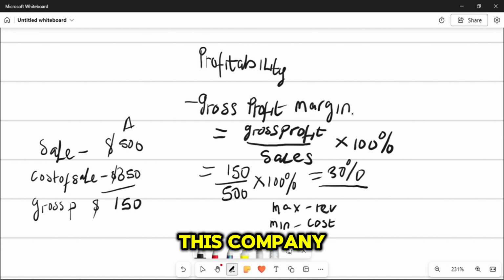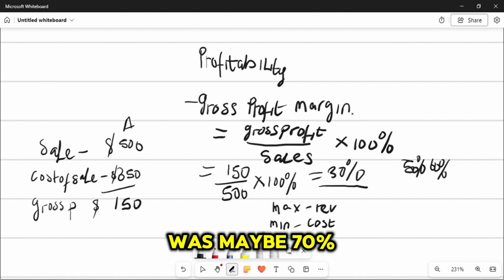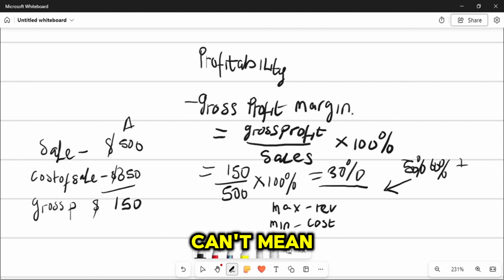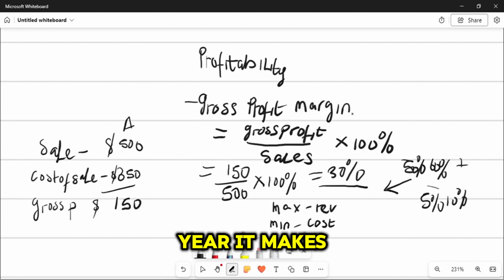So now if this company had a previous year gross profit of maybe 50%, or maybe the year before that was 60%, and the year before that maybe 70%, and now they make a 30% profit this year, we can see that this is bad because there was a drop in their profitability, right? But assuming this company in previous years was only making like 5% or 10% profits, and then this year it makes 30% profits, we can see that this is good because there was a rise in profitability.